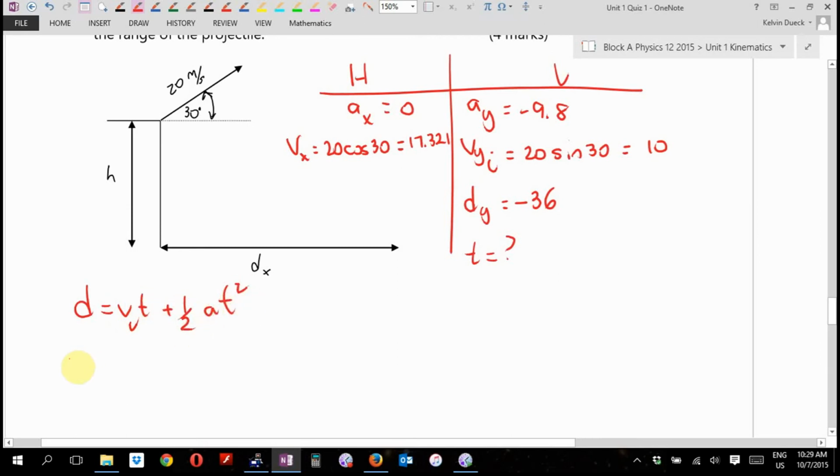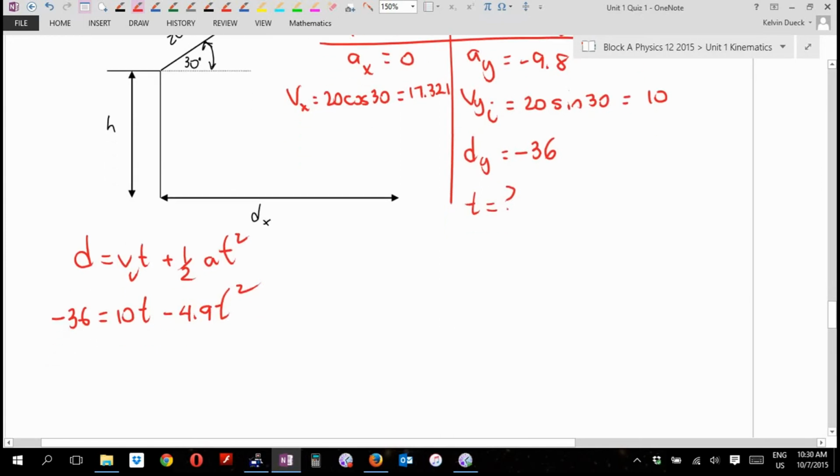You would go negative 36 equals 10t minus 4.9t squared. You okay with where the negative 4.9 came from? I took half of the 9.8. I prefer to move the 4.9t squared and the 10t over, because I hate the squared term to be negative. So I'm going to write this as 4.9t squared minus 10t minus 36 equals 0.